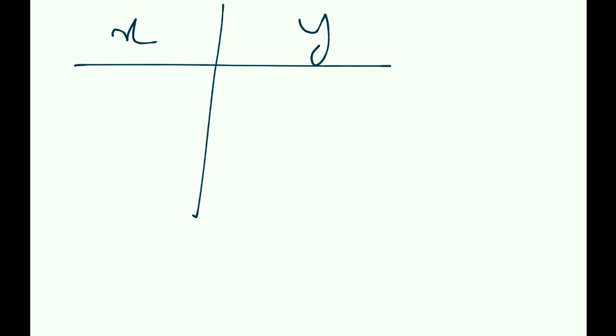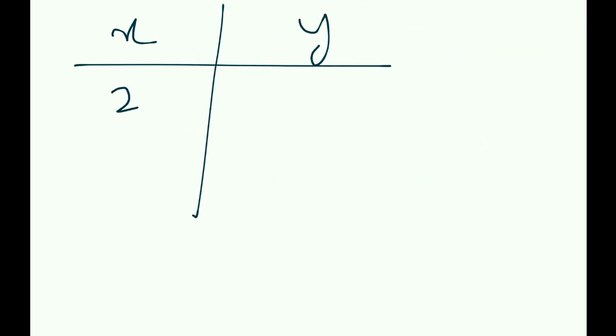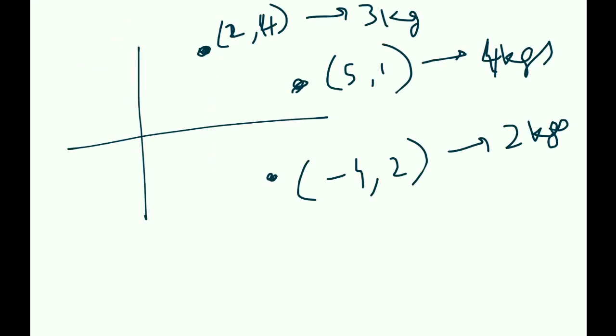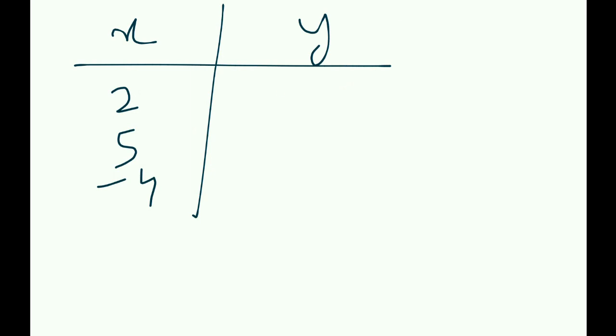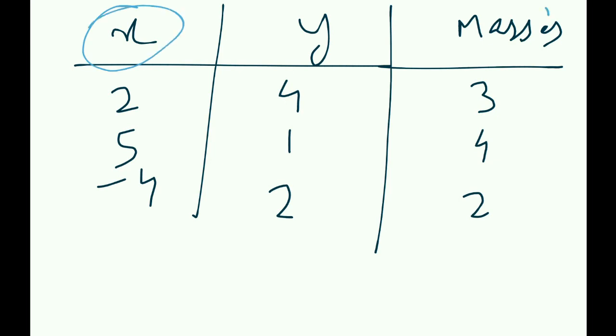So it's 2, 5 and minus 4. And the y is 4, 1 and 2. Right. And what were the masses of the particles? There were 3, 4 and 2, weren't they? So first we're going to work with the x part.